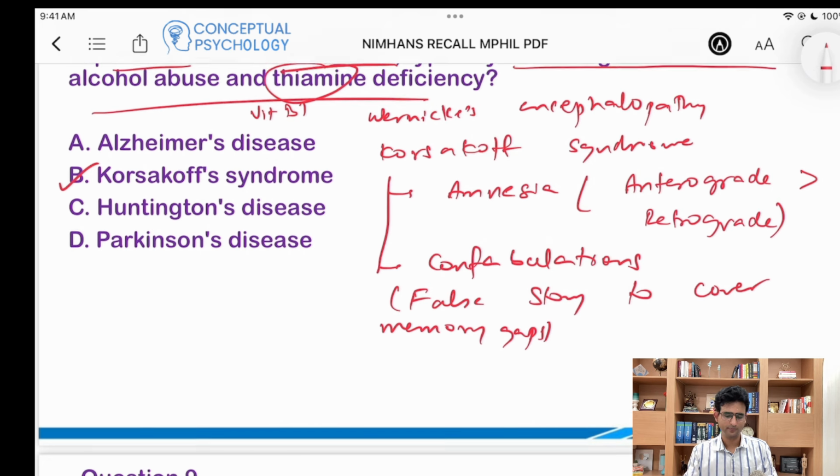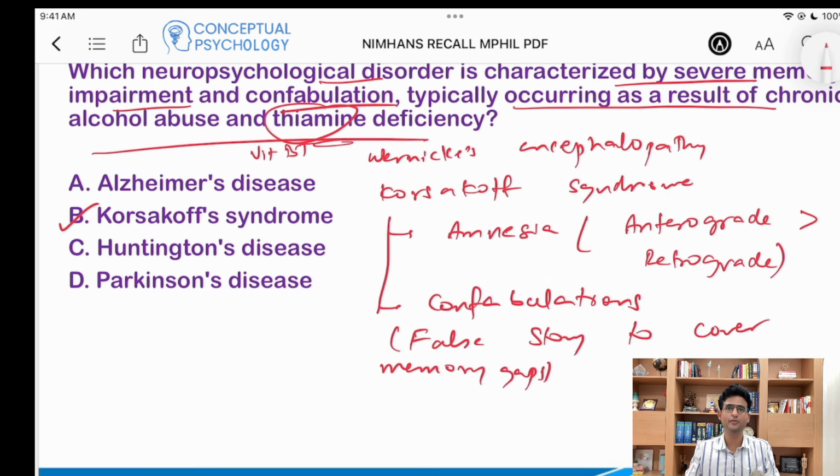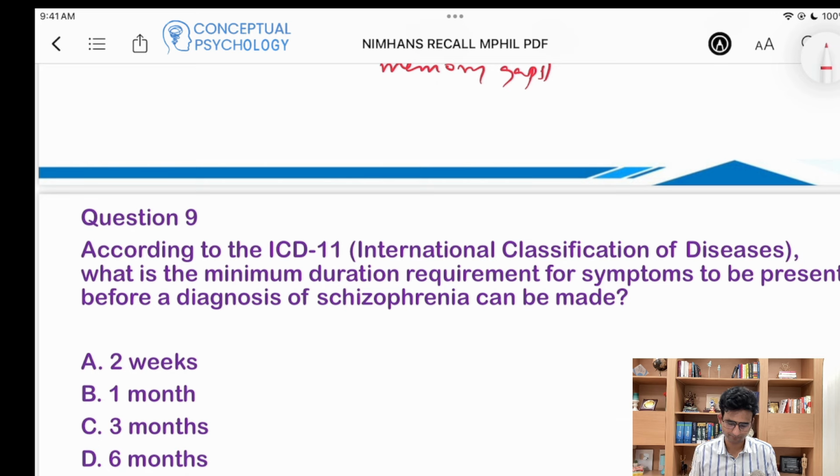How do you treat it? It's caused by thiamine deficiency. So you have to give long-term thiamine, oral thiamine.